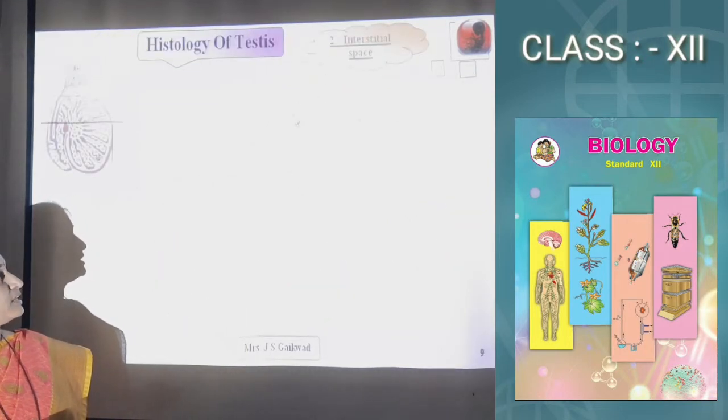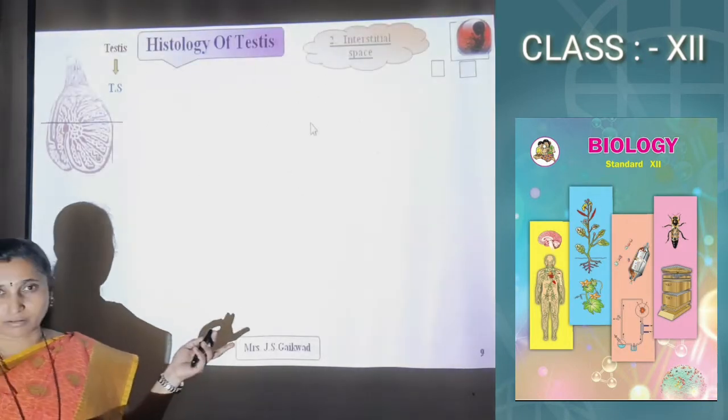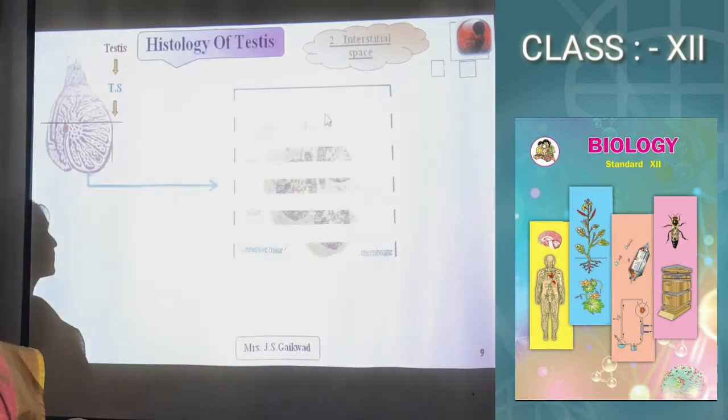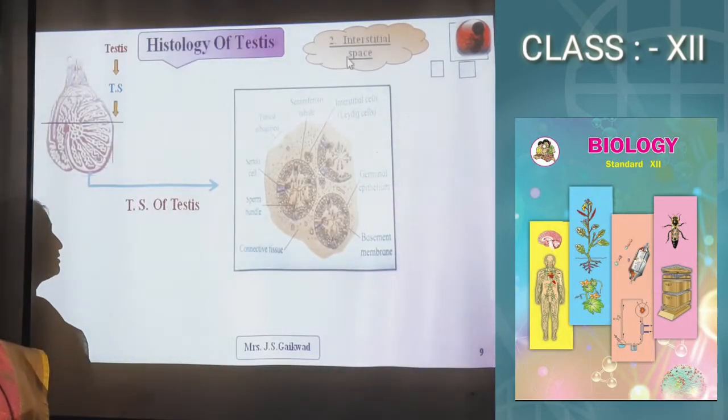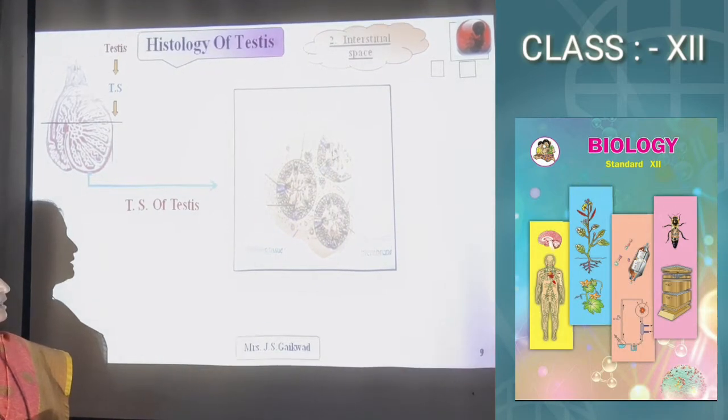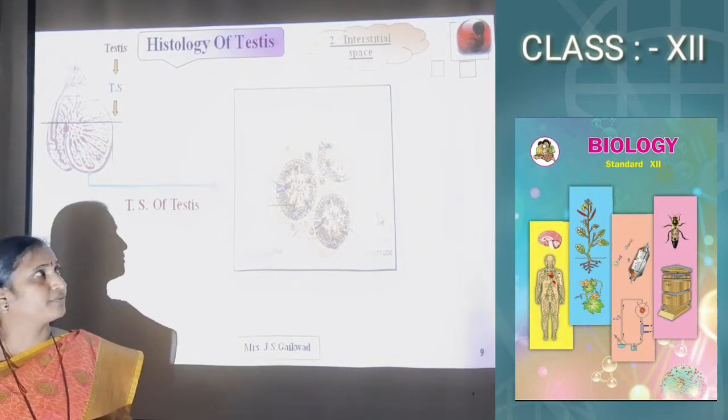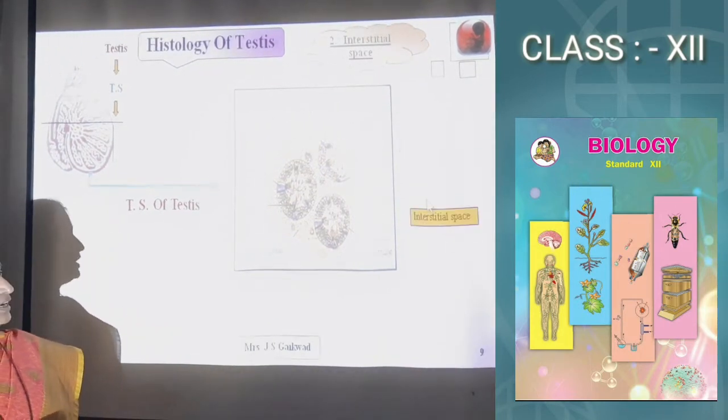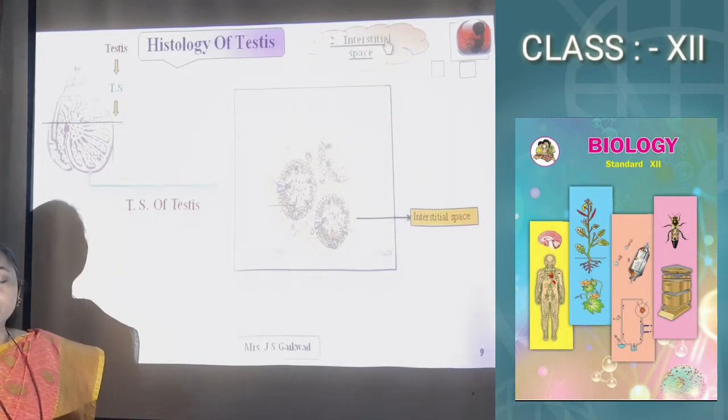Again, come to the point, TS of testes. Here we come to the point, TS of testes, transverse section of the testes. Here are the labelings of the transverse section of the testes. The second point is the interstitial space.